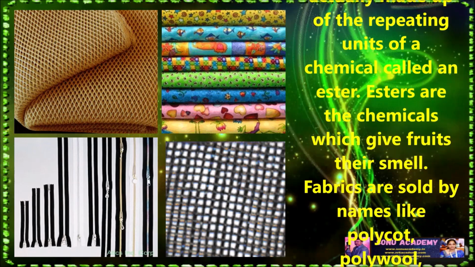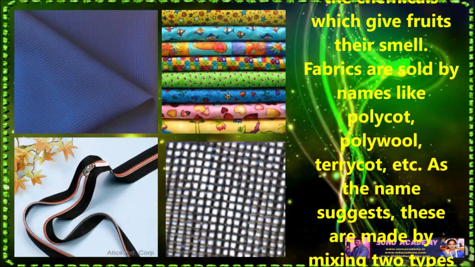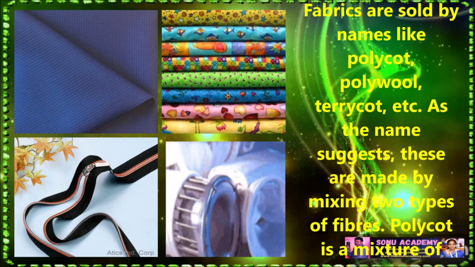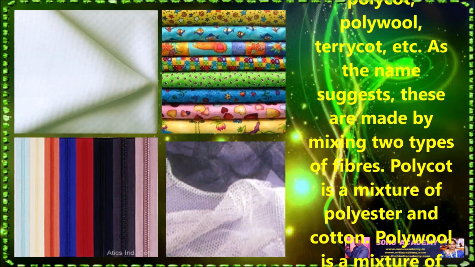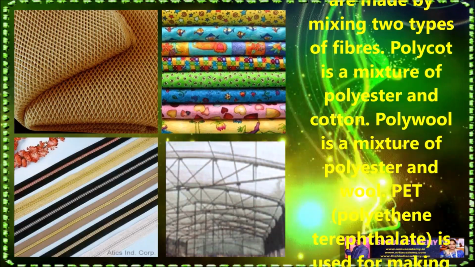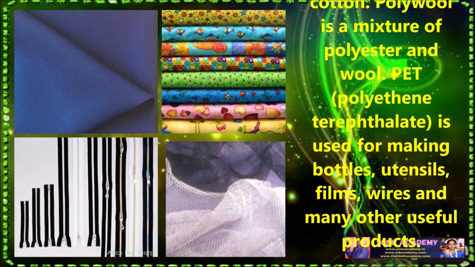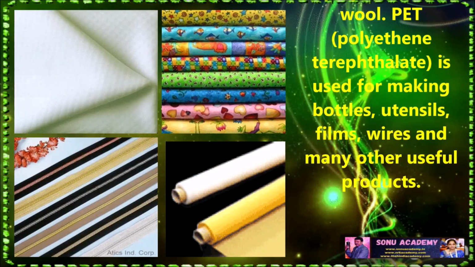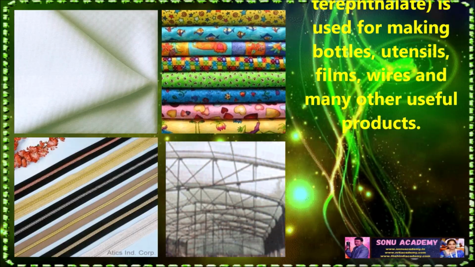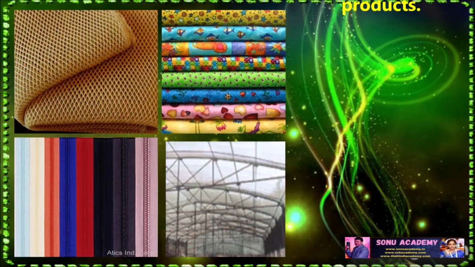Fabrics are sold by names like polycot, polywool, terrycot, etc. As the name suggests, these are made up of mixing two types of fibers. Polycot is a mixture of polyester and cotton. Polywool is a mixture of polyester and wool. PET, polyethylene terephthalate, is used for making bottles, utensils, films, wires and many other useful products as we discussed earlier.